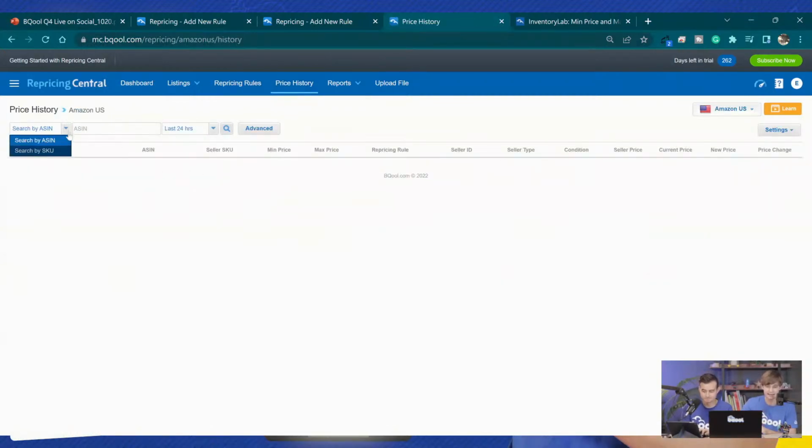Then you can search by ASIN or by SKU. Then you're going to type in your ASIN. We're on the test account, so we don't have the actual ASIN, but if you're a BQool user, you have it, right?